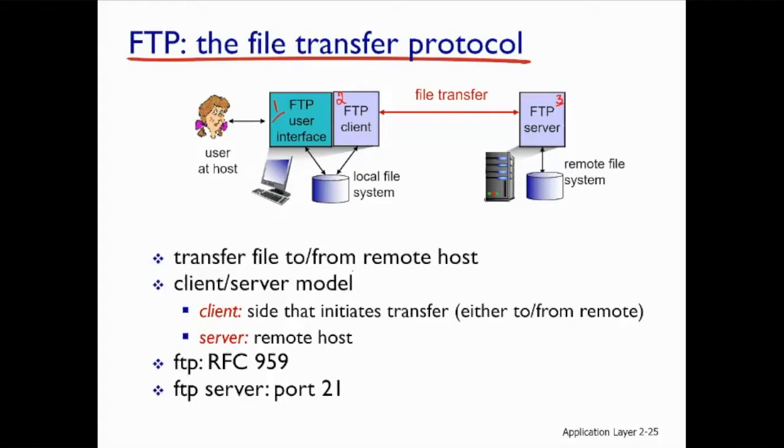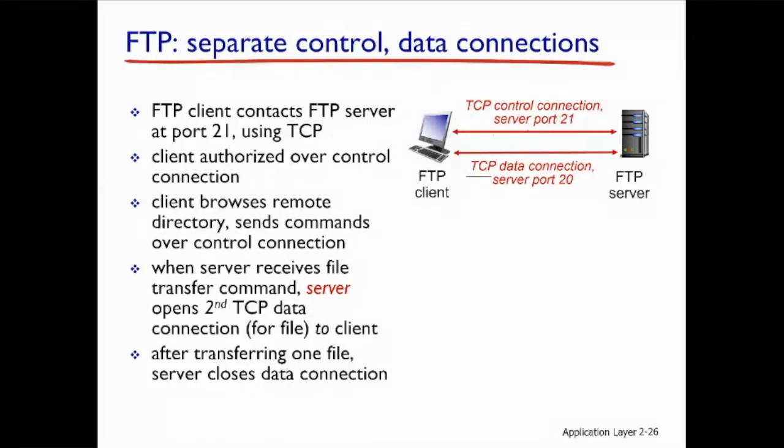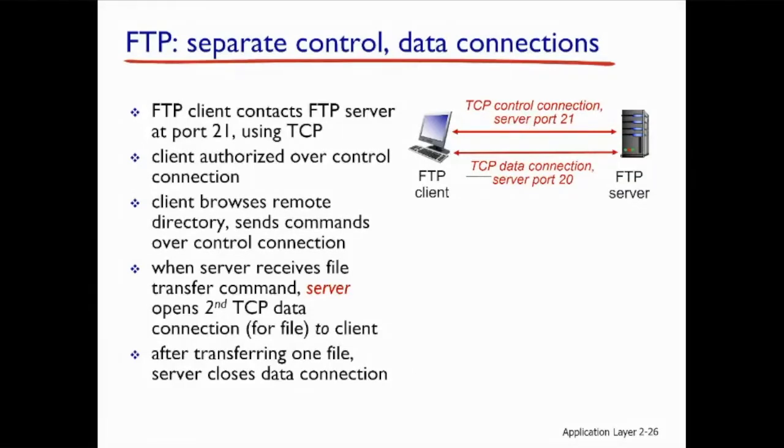In FTP, we establish two TCP connections in order to make a transfer from server to the host, or host to the server. So instead of one TCP connection, how many TCP connections do we have here? We have two TCP connections here. If I want to make a transfer on FTP, first I will establish a TCP connection on port 21, right? And this TCP connection is called the control connection.